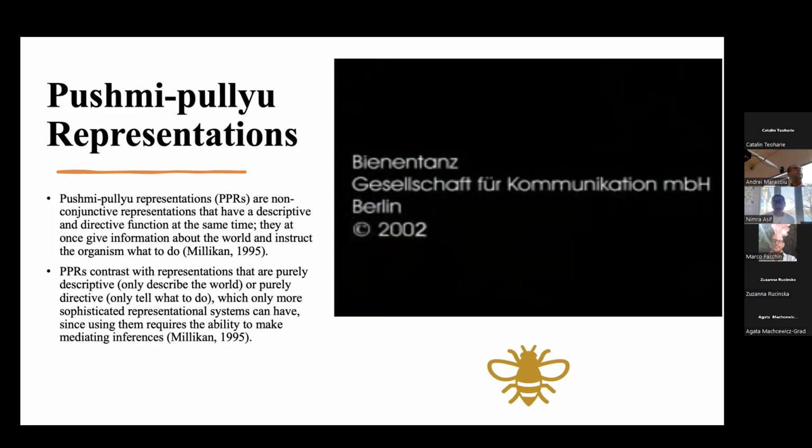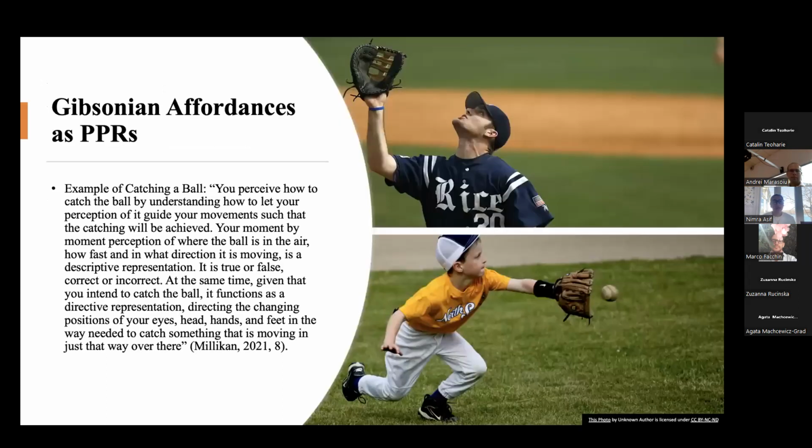On Millikan's view, PPRs are not only these more primitive representations in animals, humans also have them. So consider the example of Gibsonian affordances. On Millikan's framework, Gibsonian affordances are probably the most important kinds of PPRs because we're constantly using them. Affordances are aspects of the environment that afford the possibility of various activities. So they're opportunities for action. The idea here is that perceiving or grasping an affordance in the environment involves knowing how to let your current perception of your surroundings guide your actions. So what you see in the environment immediately dictates what you're doing.